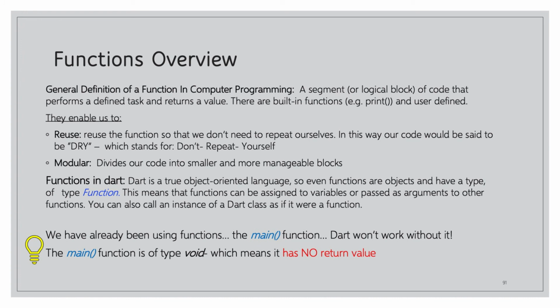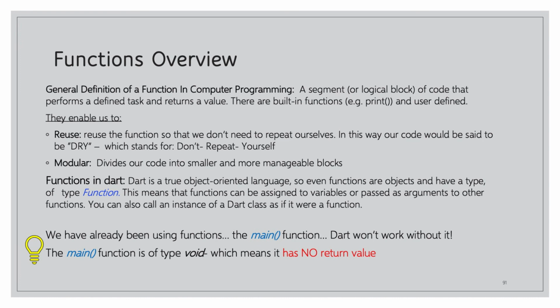What do they enable us to do? To reuse the function so we don't need to repeat ourselves. In this way, our code would be said to be DRY. That stands for don't repeat yourself. Then it's also modular. It divides our code into smaller, more manageable chunks.